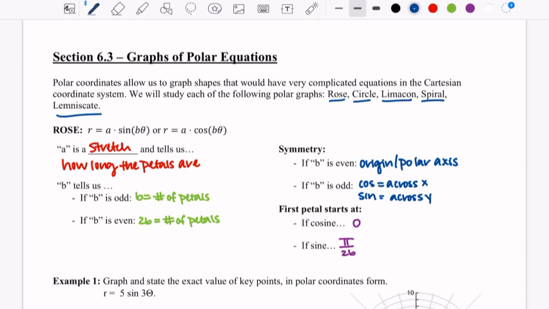Okay, so rose curves are defined by having some sort of coefficient A. We're talking usually about sine or cosine, and then they have a coefficient in front of theta as well. So that A coefficient represents a stretch, which tells us how long those petals are. B tells us a couple of different things. First, if B is odd, that represents the exact number of petals we have. Or if B is even, then 2B, or twice that B value, is the number of petals. So for instance, if B was equal to 2, we'd have 4 petals. If B was equal to 6, we would have 12 petals.